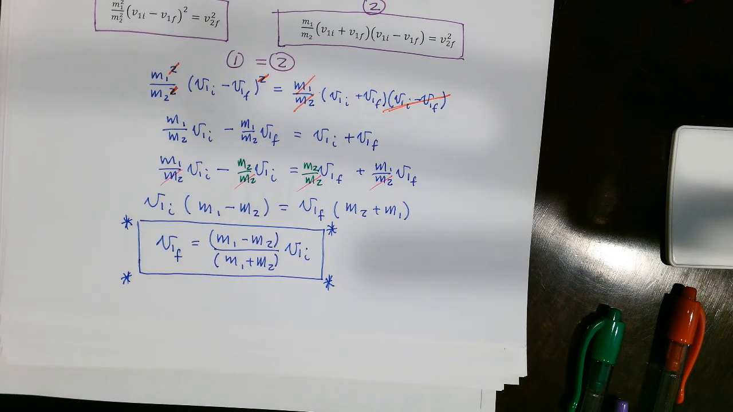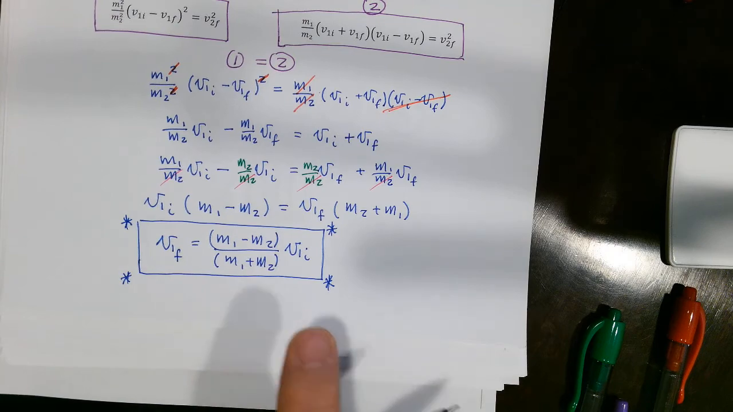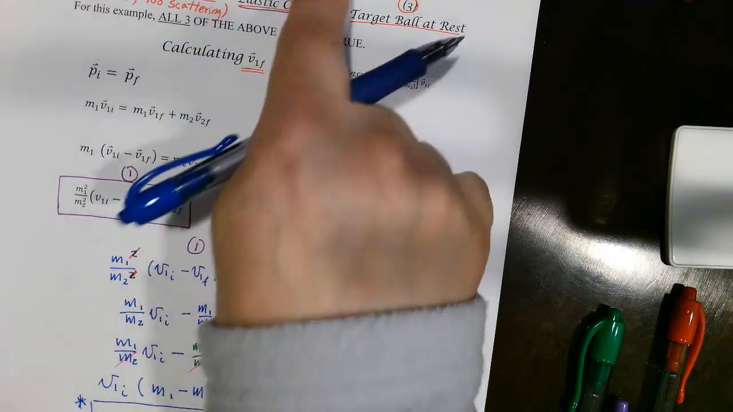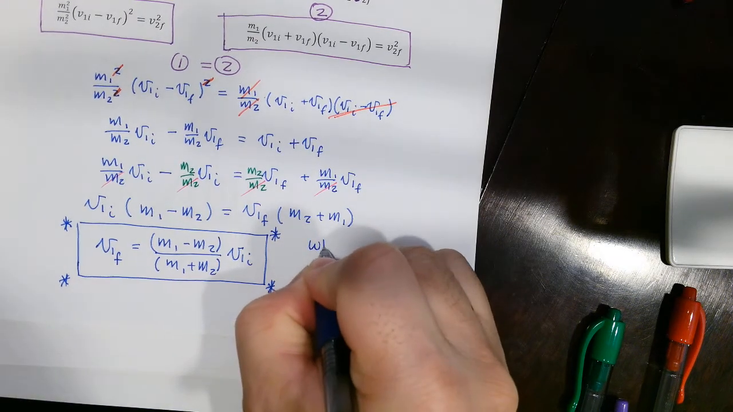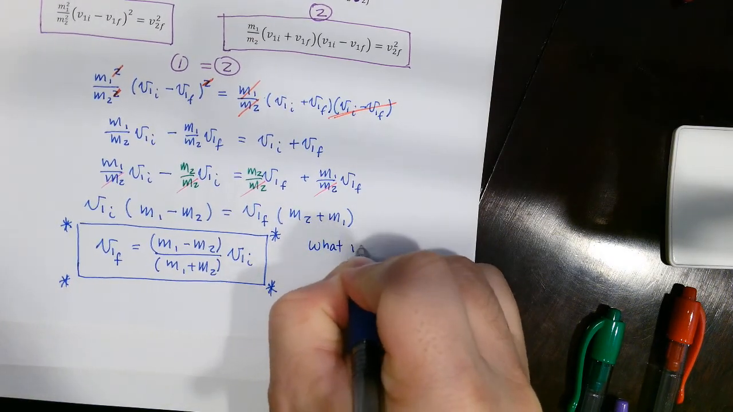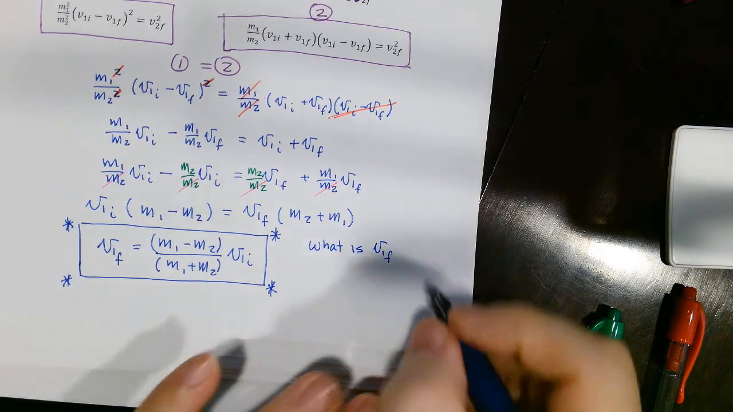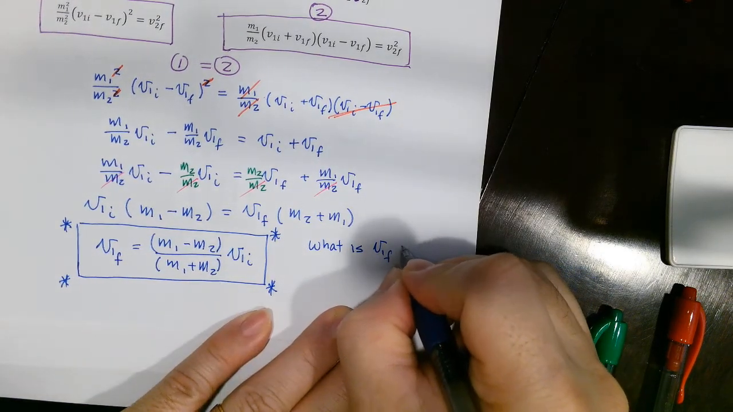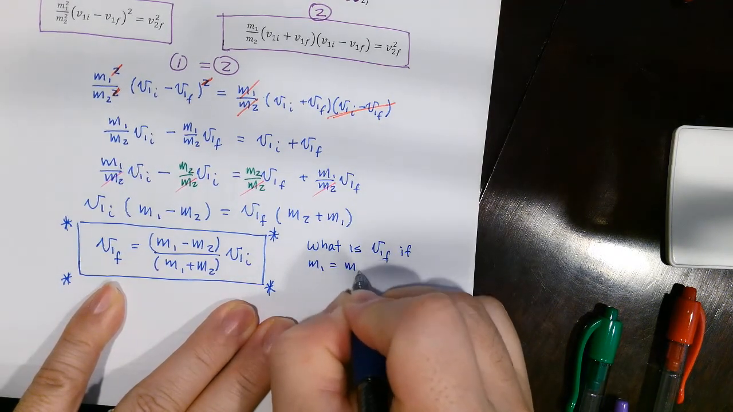Well, what's the significance of this now? What happens when M1 is equal to M2? So what is V1F if M1 is equal to M2?